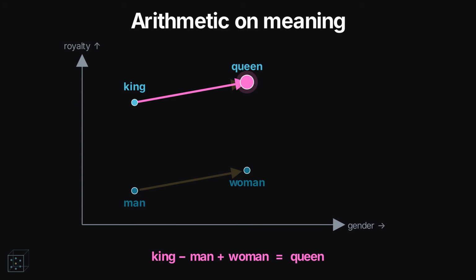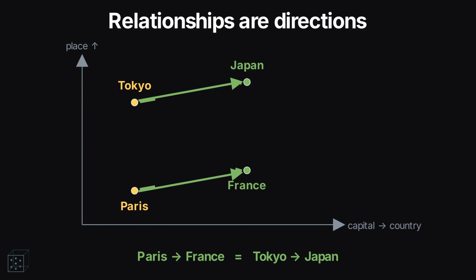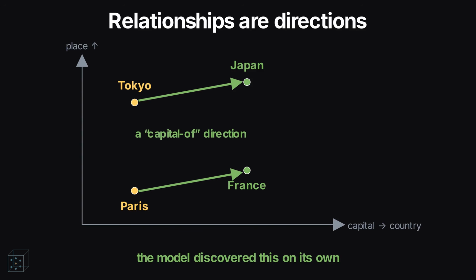And it's not a one-off. The step from Paris to France is the same step as Tokyo to Japan, a capital-of direction. Whole relationships become straight little arrows in the space. The model was never told what gender is or what a capital is. It discovered these directions on its own, just from how we use words.